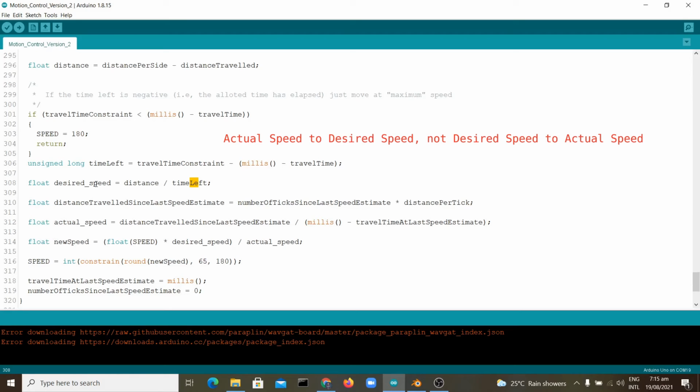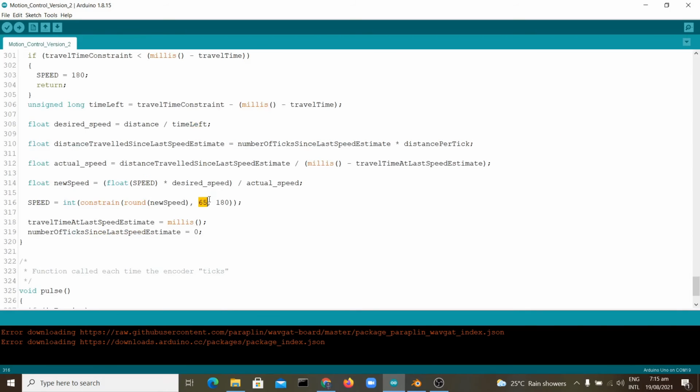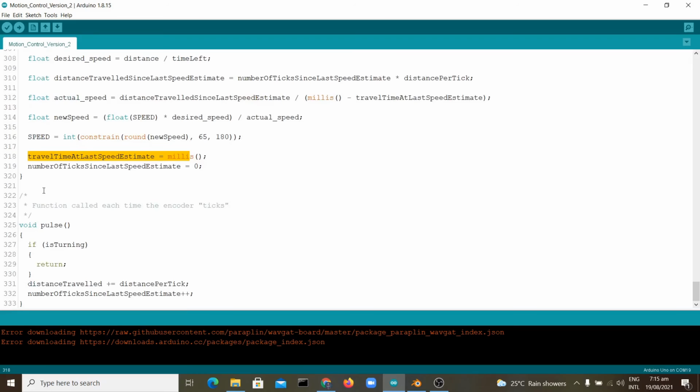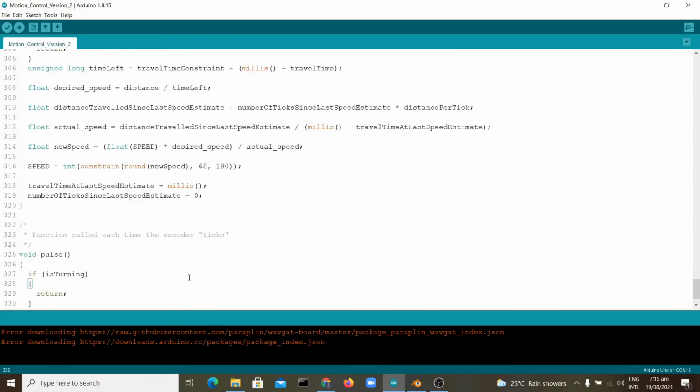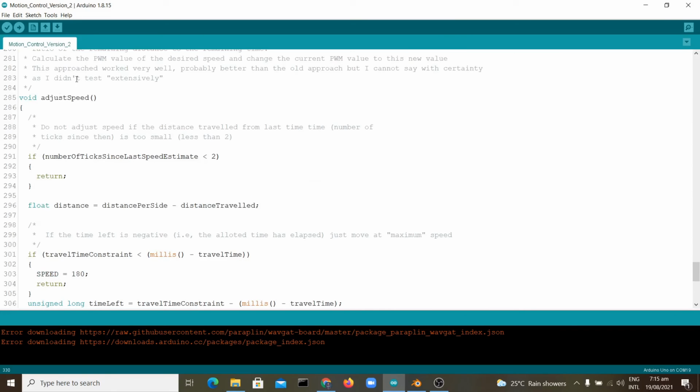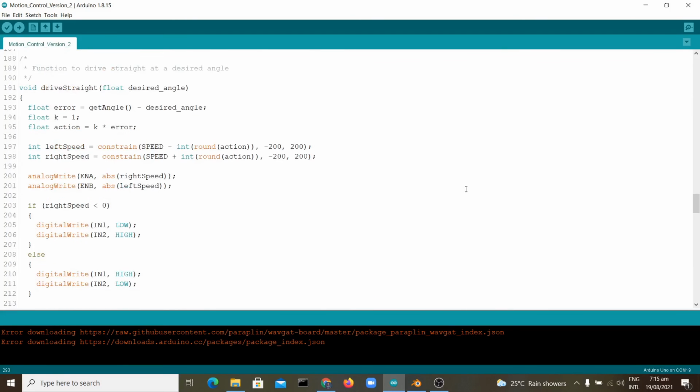I compare the desired speed to the actual speed, and find the PWM I need to send to the motors to move from the actual speed to the desired speed, and I constrain this value so it doesn't go below 65 and doesn't go above 180. Then I reset the travel time at the last speed estimate, and also the number of ticks. Whenever I get a pulse from my encoder, I increment the number of ticks since the last speed estimate by 1. I also make sure I only adjust speed if I've gotten at least 2 ticks. So if the number of ticks since the last speed estimate is less than 2, the function just returns. It's pretty straightforward.